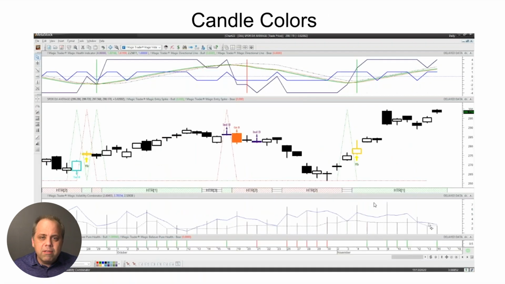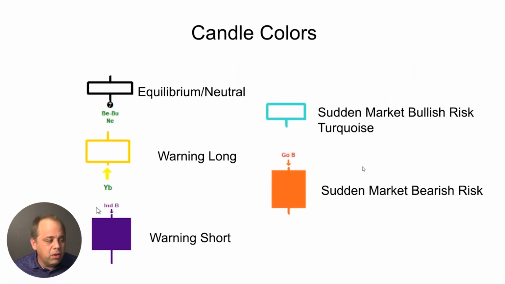The next ingredients I want to talk about are candle colors and how things are color coded to help make things easier and more understandable. All of the candles are somewhat color coded depending on what's going on. The first ones I want to talk about are these candle colors right here. If you're getting a black candle, you're getting an equilibrium, a neutral, and that's going to be posted on the chart for you.